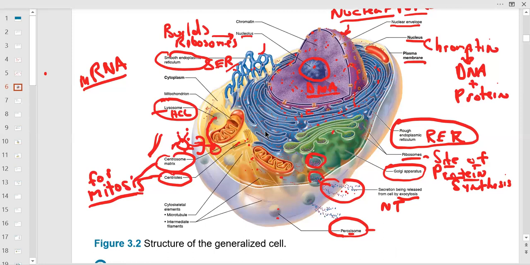Remember PMAT, especially you really see that in anaphase. You see the polar part and the spindle starting to form. So this all happens from the centrosome matrix. And the centrioles are the actual tubular proteins.